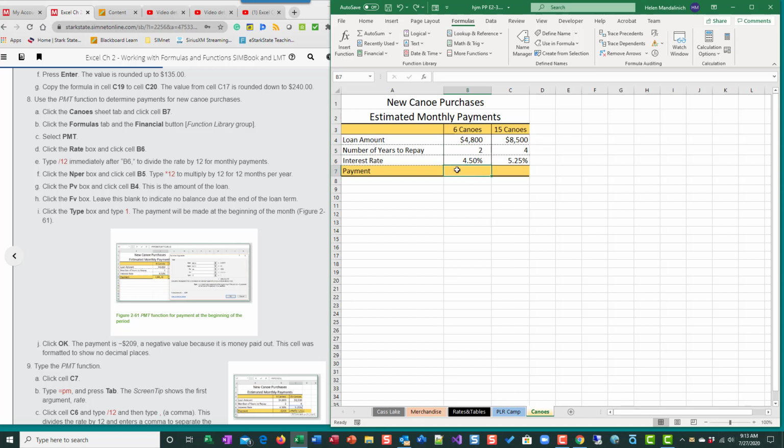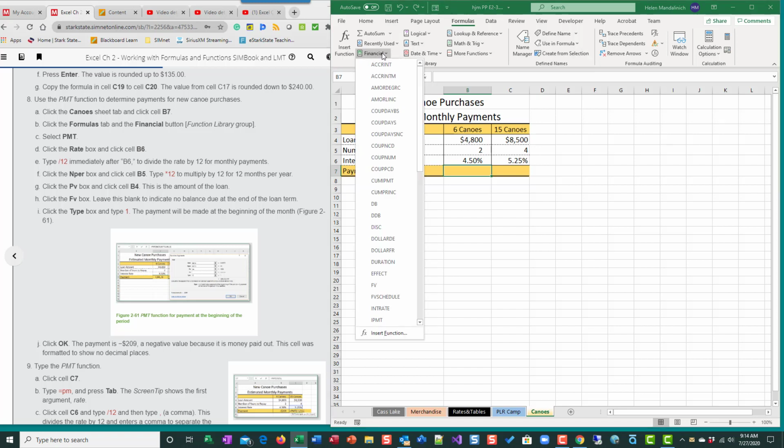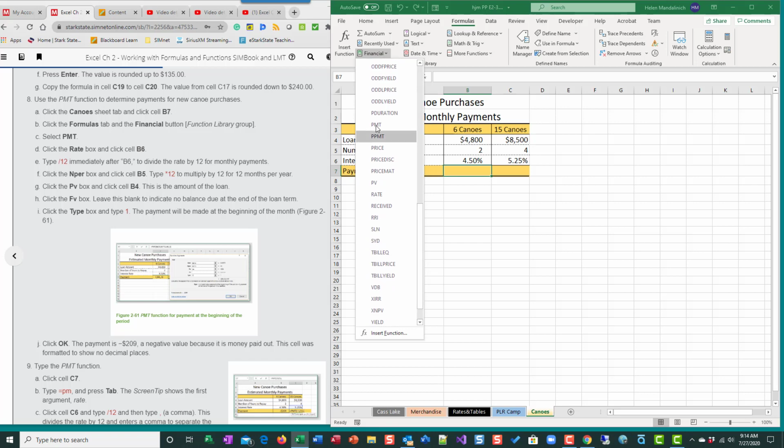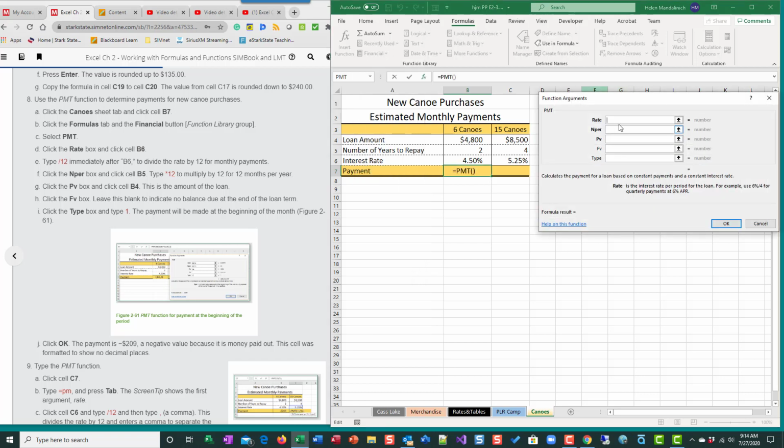So I'm going to put my cursor here on the payment, so that's B7. Payment is a financial function, so we're going to come up here to Financial and find PMT. So 3 things are required: interest rate, the number of payments that you're making, and the present value, which is a fancy way of saying what's the amount of the loan you're taking out. First thing I'm going to find is interest rate.